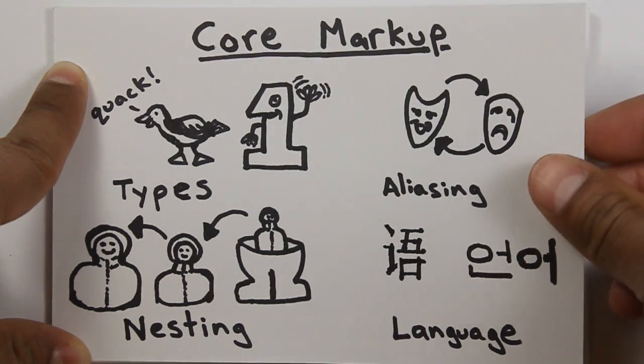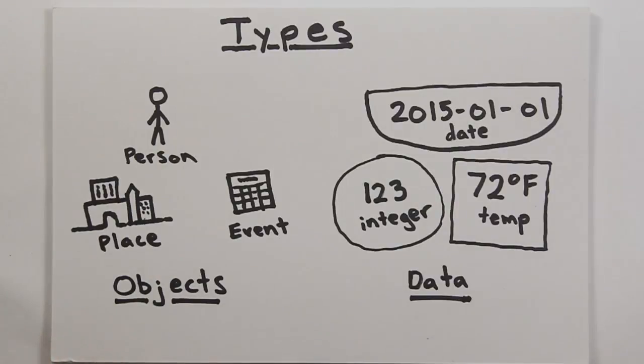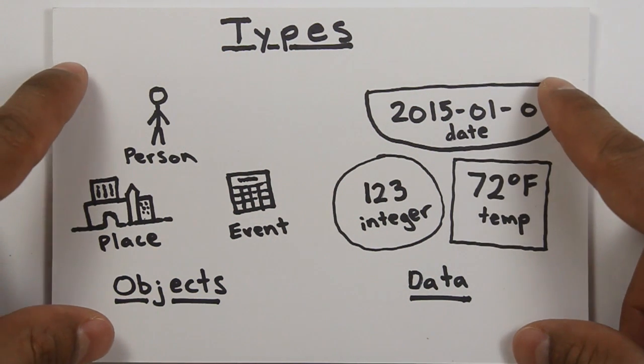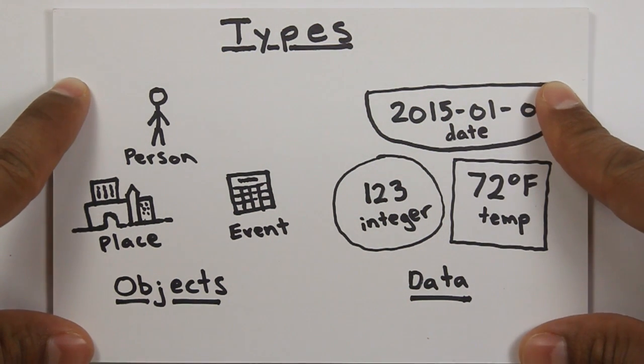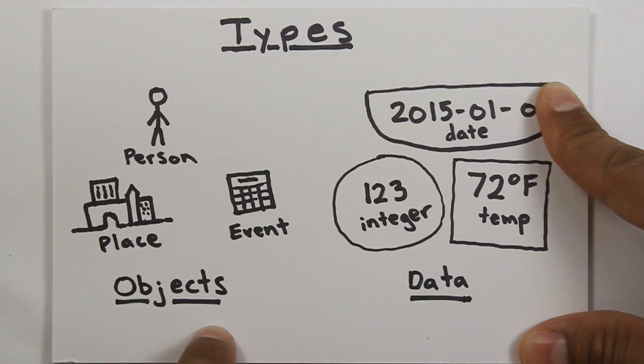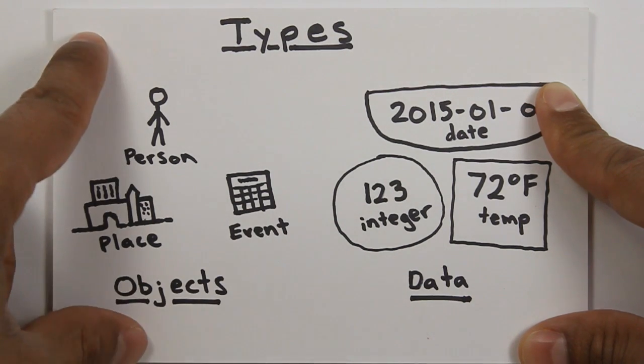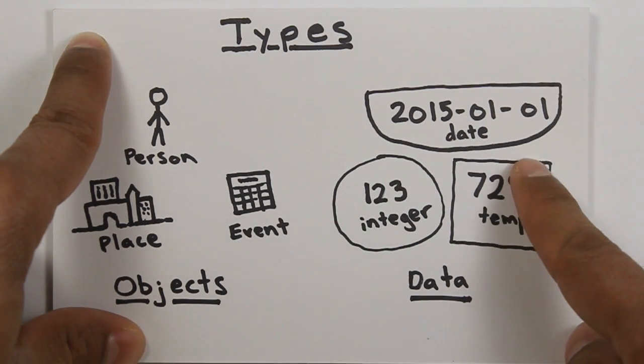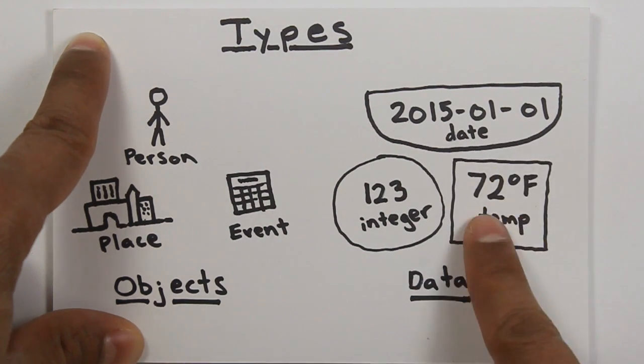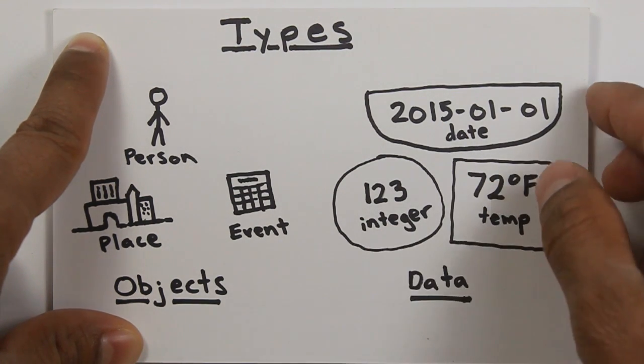So let's look at what some of these features look like in JSON-LD. The first set of features that we're going to look at have to do with typing in JSON-LD. There are two basic types of types in JSON-LD. There are object types, which include things like people and places and events. And there are data types in JSON-LD, which include things like dates and temperatures and integers and floating point values.